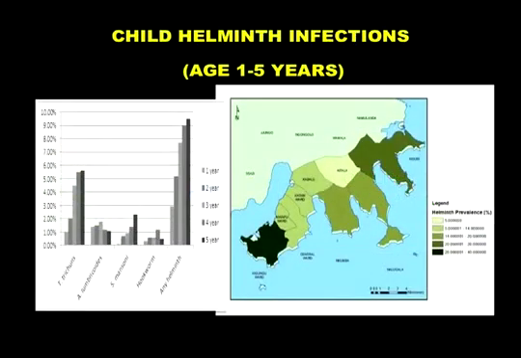Our children showed the expected helminth infections in this age group. The highest prevalence was for trichuris, followed by ascaris. A few had Schistosoma mansoni, and some hookworm. But we also saw that the prevalence of infections cumulatively increased with increasing age.